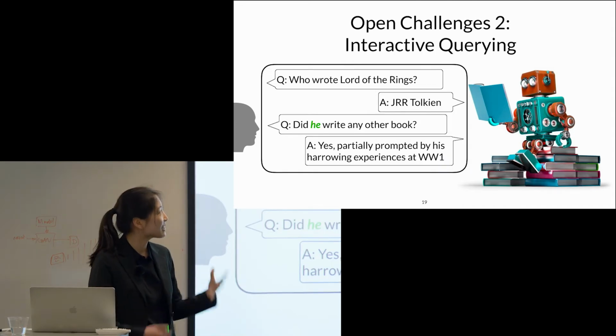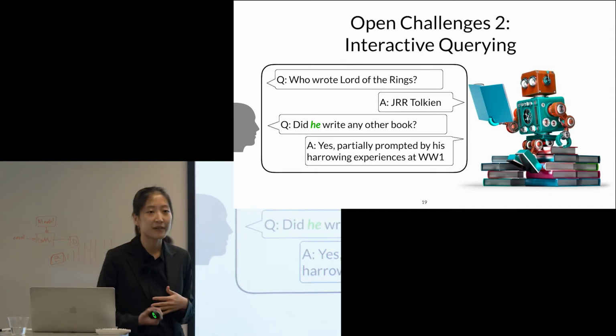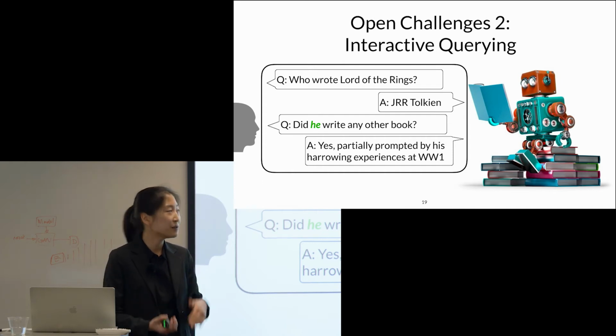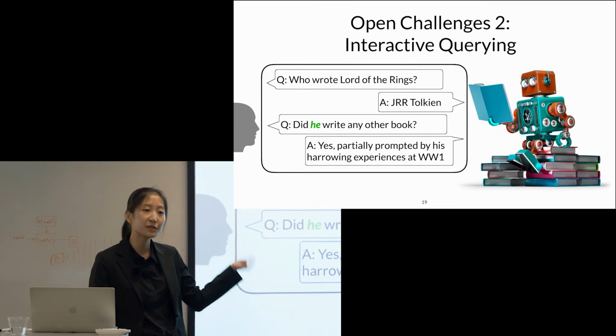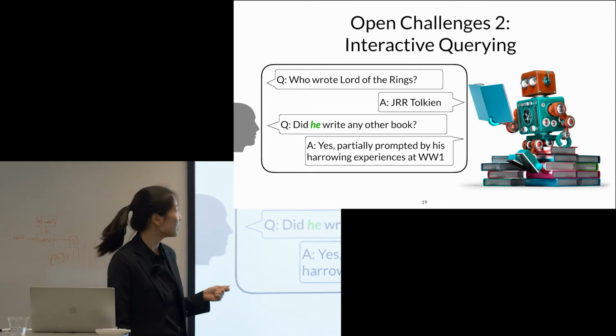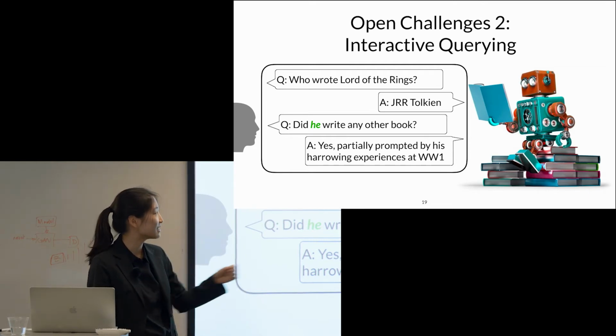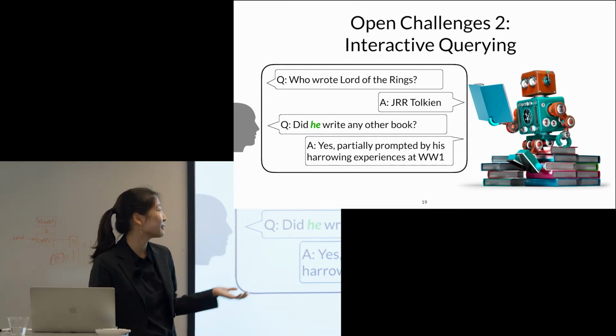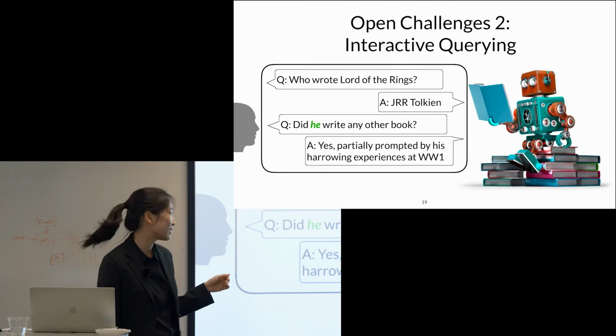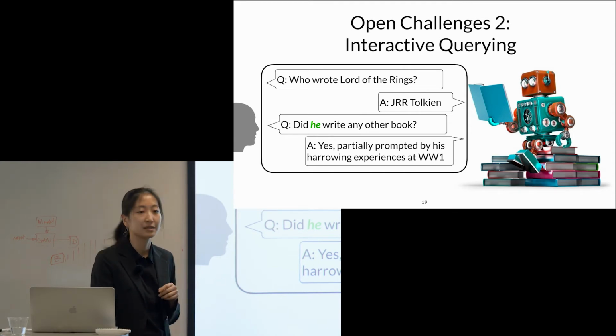Secondly, in the second part of the talk, I'm going to talk about interactive querying. So you want the machines to be able to answer not just each single question, but a sequence of questions that you pose. So for example, you ask who wrote Lord of the Rings, it says J.R.R. Tolkien. You want to ask a follow-up question to learn more about him. Did he write any other books? It should be able to answer, yes, partially prompted by his harrowing experiences in World War I.